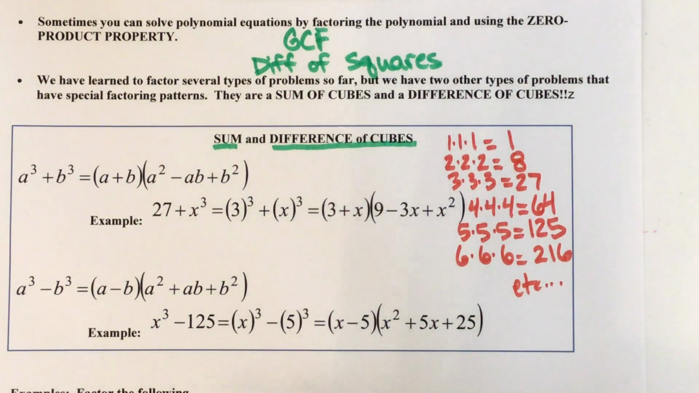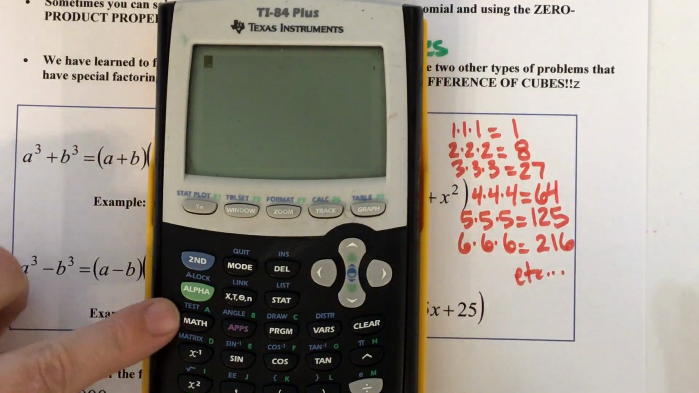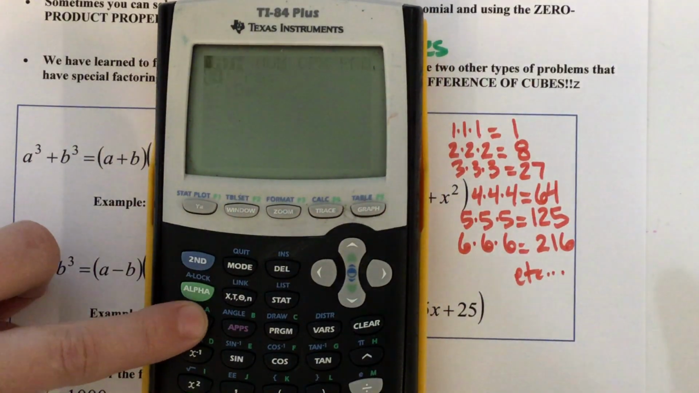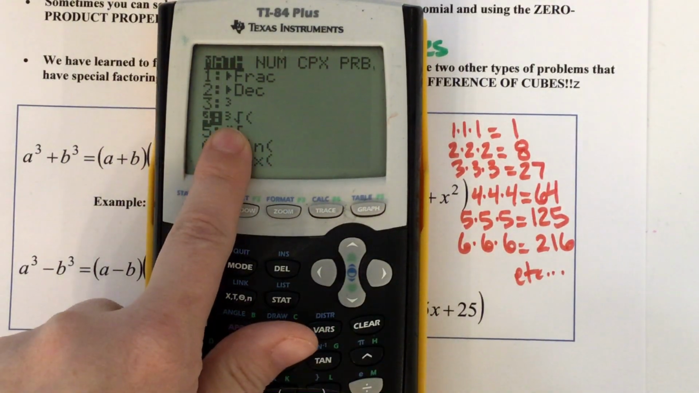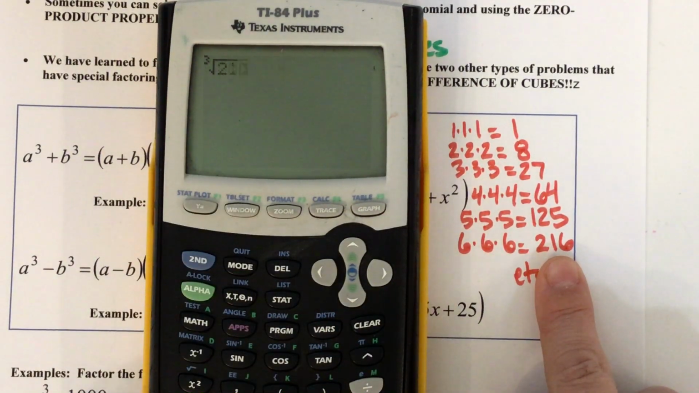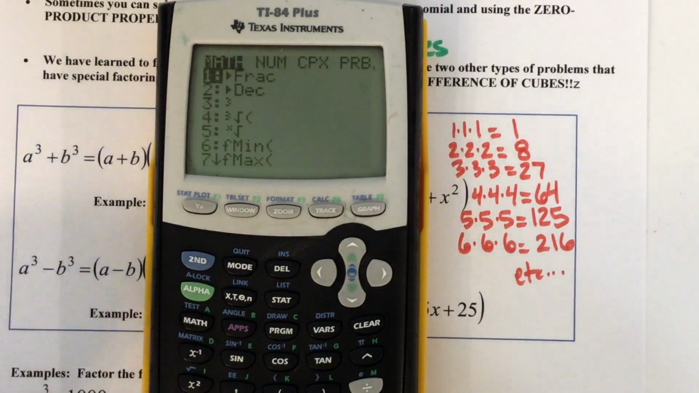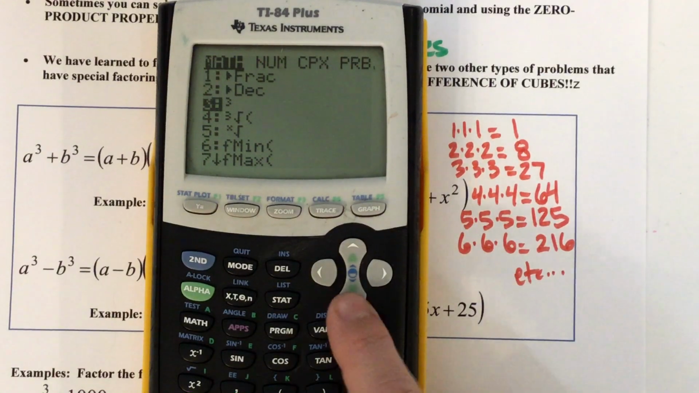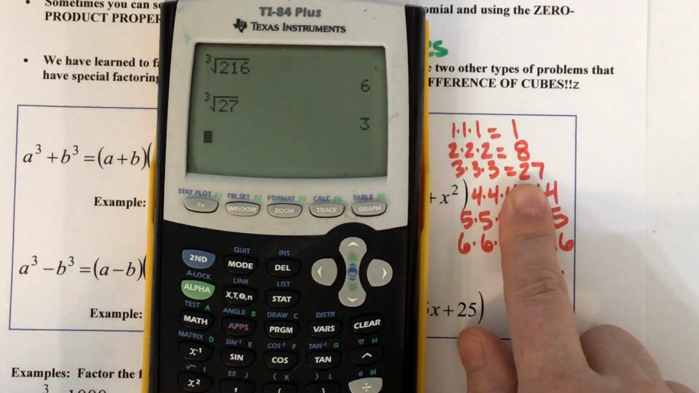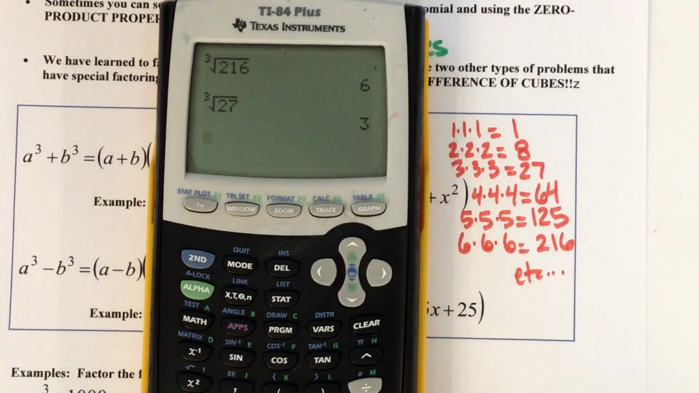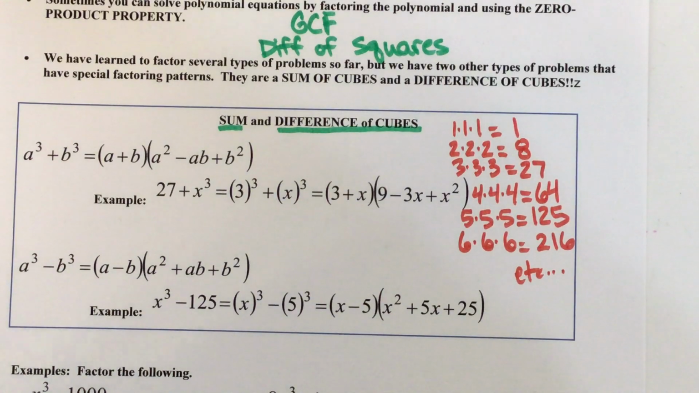numbers. Now, just to show you how to put a cubed root in your calculator, you go to this button that says Math, and then you go down to number 4, and let's say I want to take the cubed root of 216 because I don't know what that is. And you see it's 6. If I wanted to take the cubed root of 27 because I don't know what that is, I see it's 3. So these are perfect cubes because when you take their cubed root, you get a pretty little whole number.